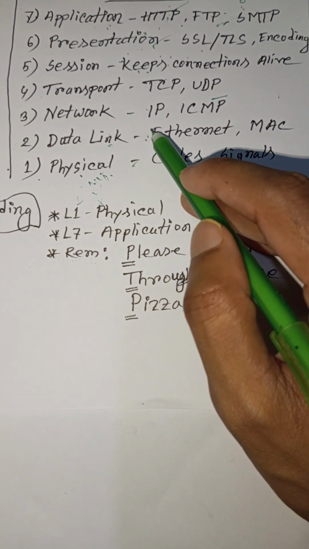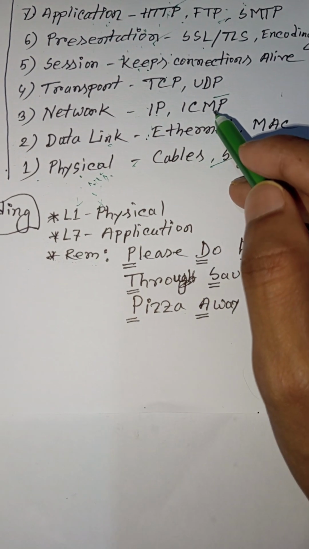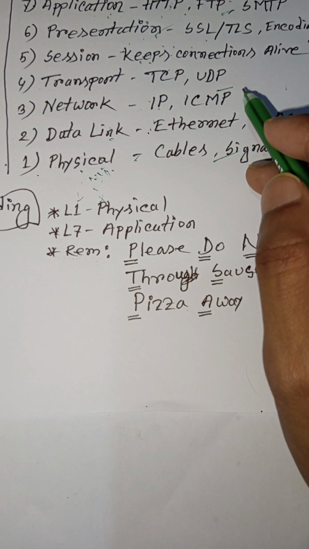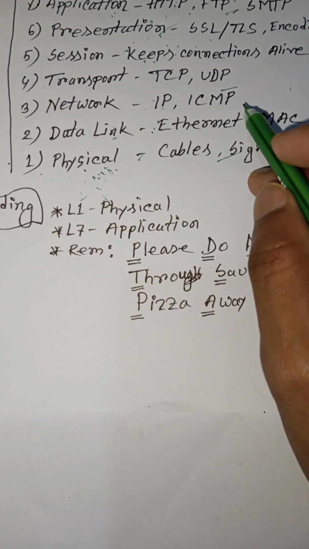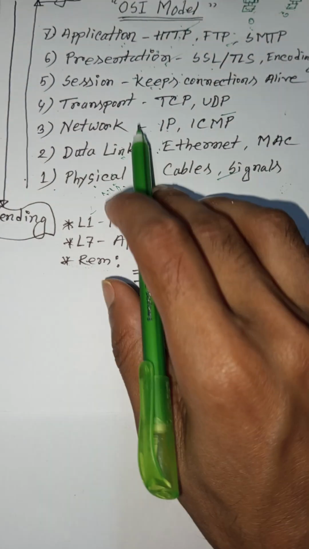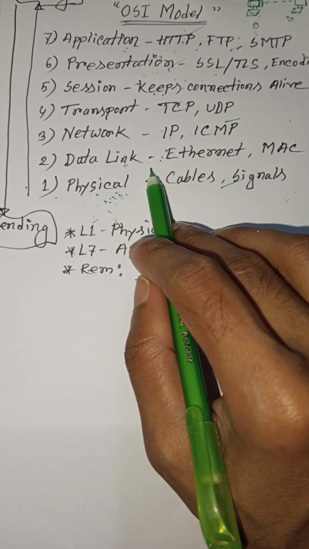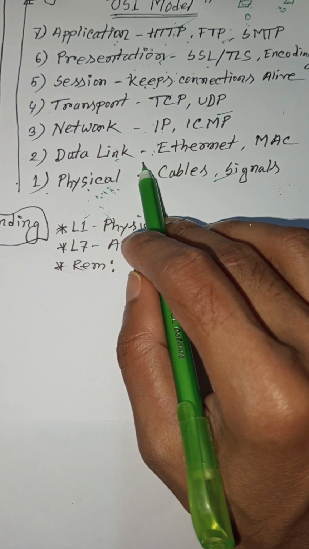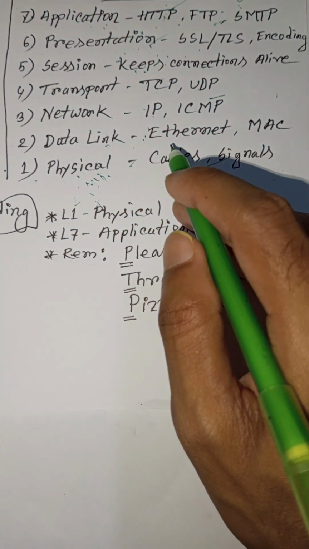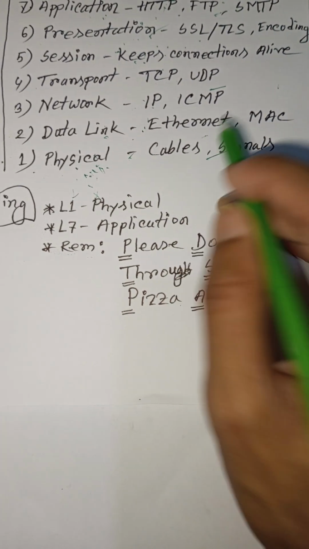Layer 3 is the network layer. It decides where the data goes. IP gives addresses and ICMP helps with error reporting, like the ping command. Layer 2 is the data link layer. The data link layer ensures data moves smoothly over the local network. It uses things like MAC addresses and Ethernet frames.